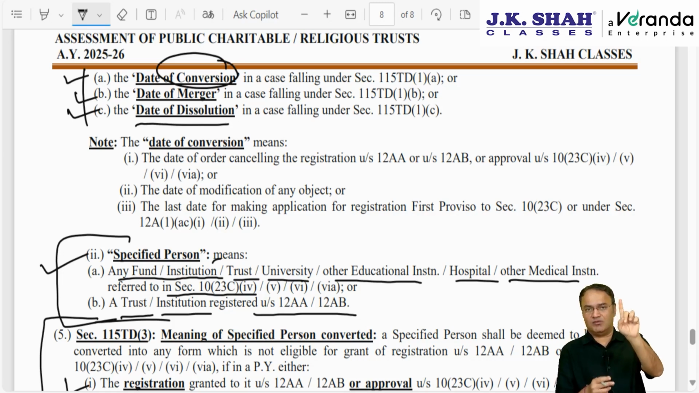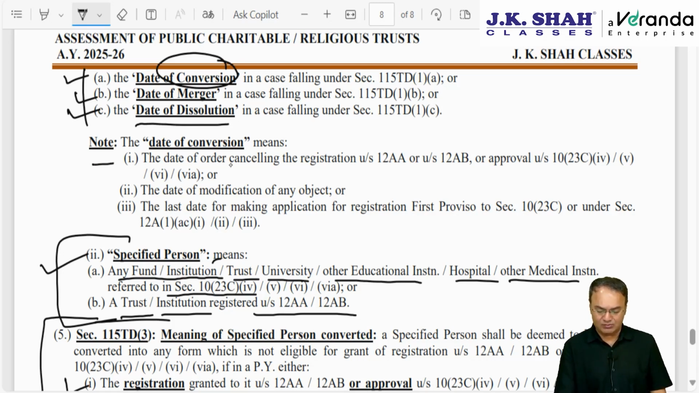Conversion means 3. Number 1, registration is cancelled. Or number 2, trust has modified the objects but not applied for fresh registration, or applied for fresh registration but the fresh registration application is cancelled, rejected. A third possibility, trust did not apply for re-registration upon introduction of new concept, or re-registration is not renewed upon expiry of 5 years, or provisional registration of 3 years is not renewed for the 5-year confirmed registration, regular registration.